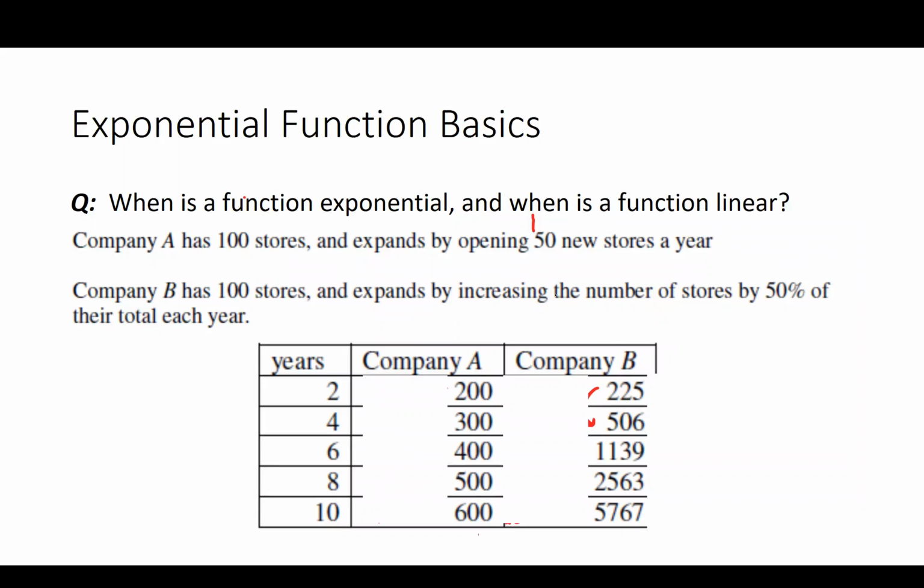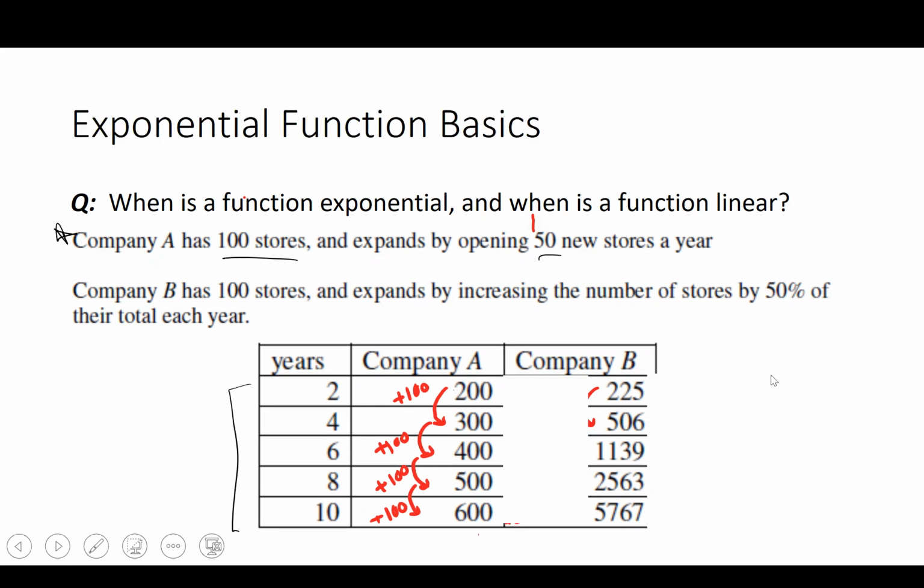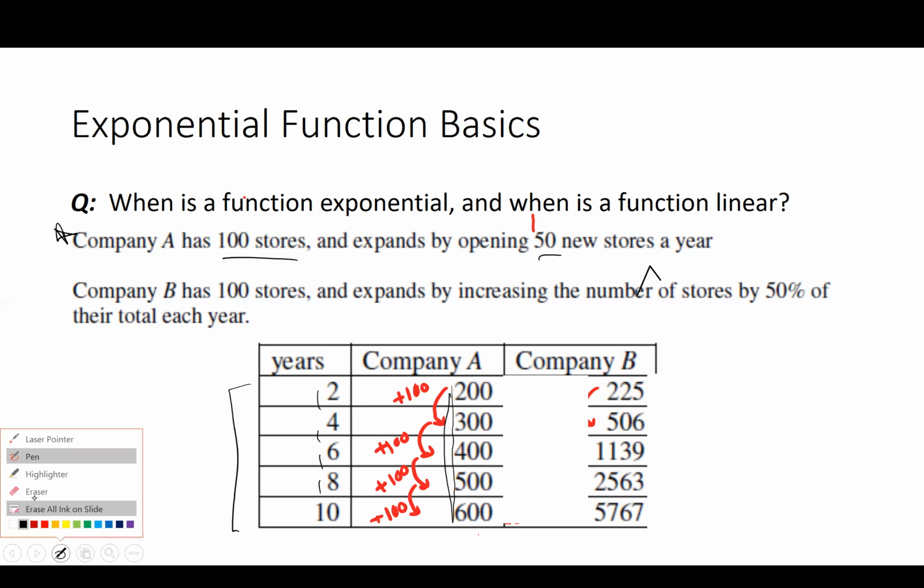So when is a function exponential and when is a function linear? Let's suppose company A has 100 stores and expands by opening 50 new stores a year. So let's just start with A. Here are our years. We're going up by 2 every time. So what we're really saying is we're adding 100 each and every time. Which makes sense, we're adding 2 years, we're supposed to be adding 50 a year. So there you go.